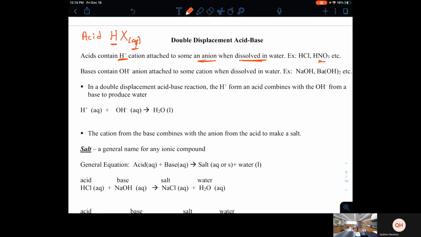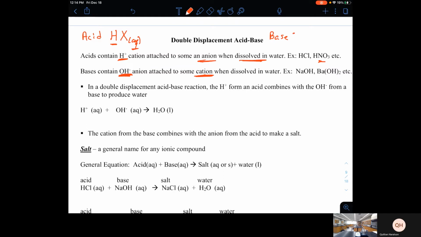What's new in this case is going to be our base. And a base, look at the base definition, it says it's going to be some anion hydroxide that is attached to some cation in this case.